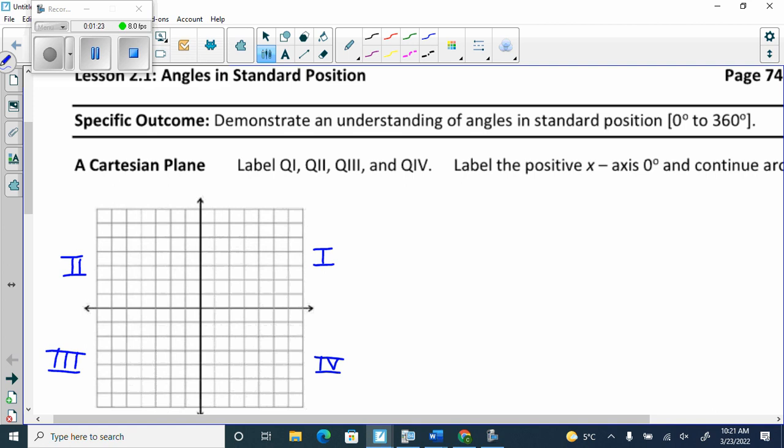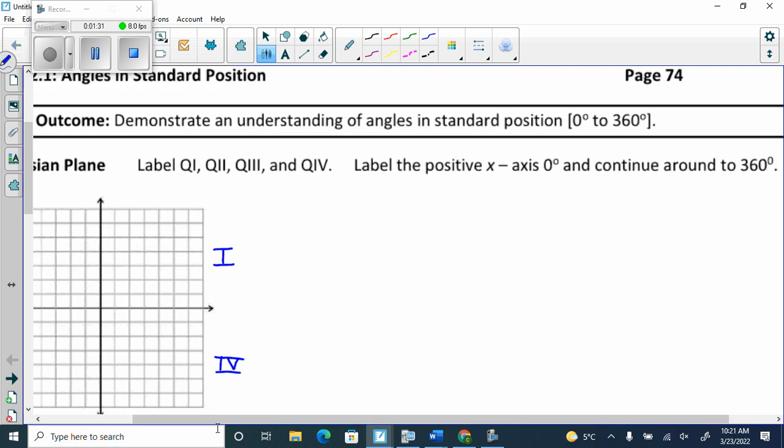Well, sometimes they use Roman numerals, so I like you just to know what they are and not be completely lost when they give them to you. Okay, guys, quiet. So, we are going to draw stuff on this Cartesian plane.